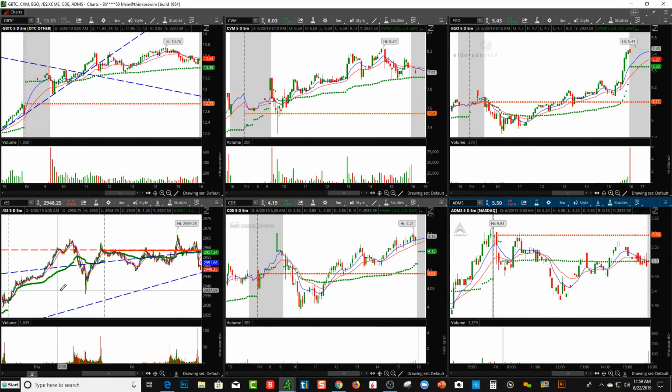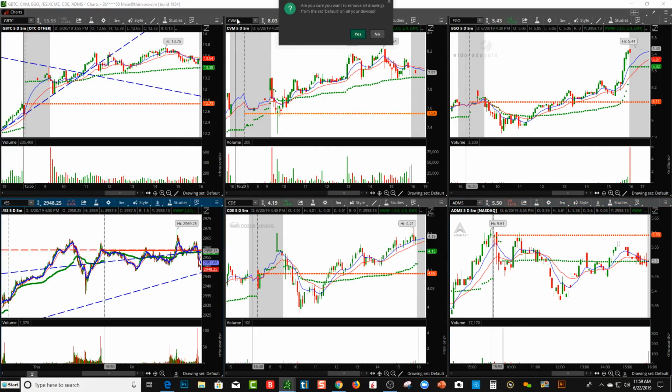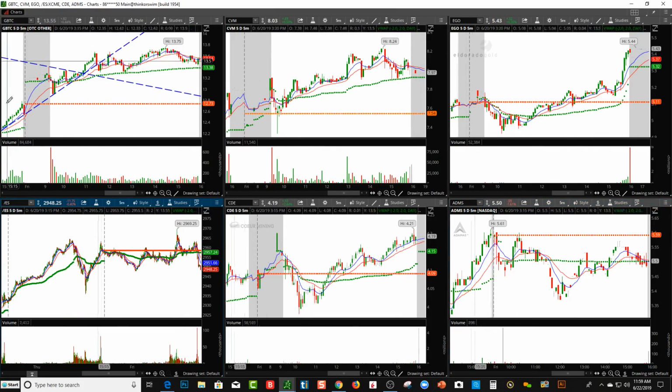Okay, so why am I drawing your attention to this right over here? These are the ones that were on our watch list going from Thursday night into Friday. And I show you these because if you look at these, they all have patterns. This is all a 5-minute chart setup, which means there are patterns that are clearly showing on these charts.